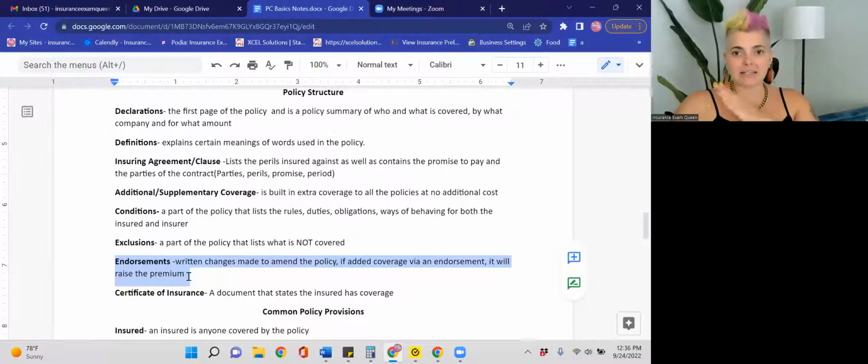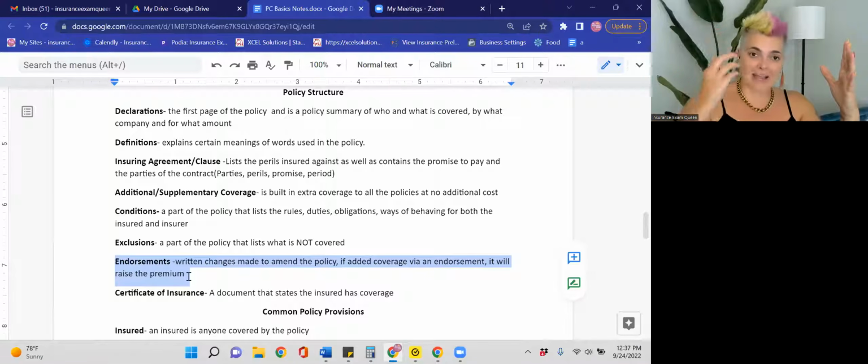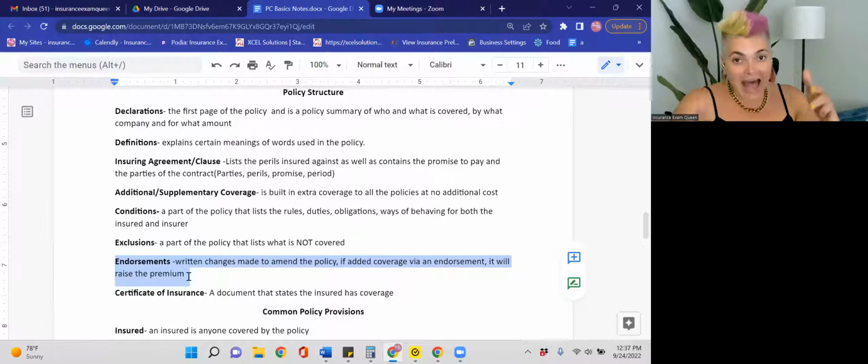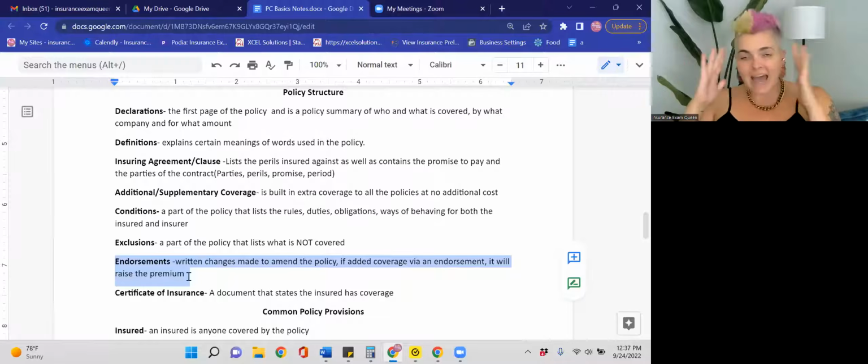Written change, printed addendum. Now, again, not every endorsement is going to cost you extra money, but some of them do, especially if the endorsement is to increase coverage or to add coverage. It's definitely going to cost you money. If you add water sewer backup, that's going to increase the policy. If you add that you're a Lyft driver, you're endorsing the policy to include that you drive Lyft and Uber, it's going to increase the premium. You're adding extra coverage. So a lot of the questions on the exam about endorsements will be related to the fact that it will cost you extra money, but not every endorsement does. So just keep that in mind.